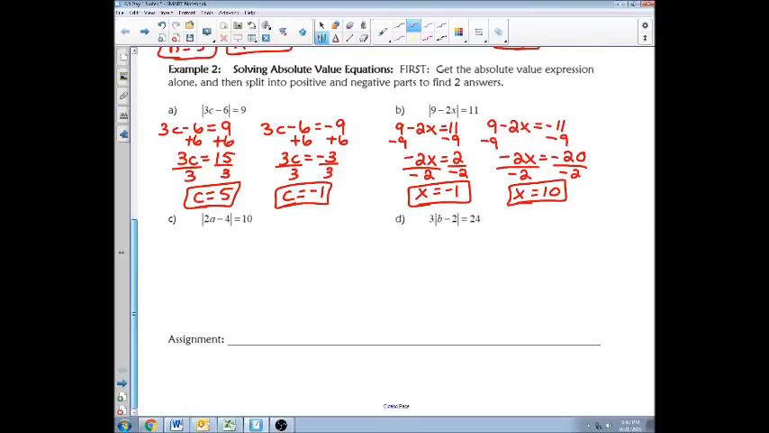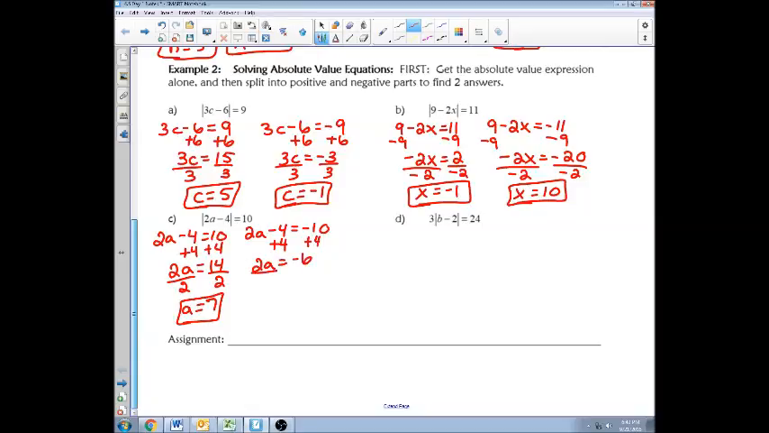Again, my absolute value is already by itself, so I can just set 2a minus 4 equal to 10 and 2a minus 4 equal to negative 10. Add 4. 2a would equal 14. Divide by 2, and a would equal 7. Again, here I just add 4. So 2a would be equal to negative 6. Divide by 2. And a would equal negative 3.